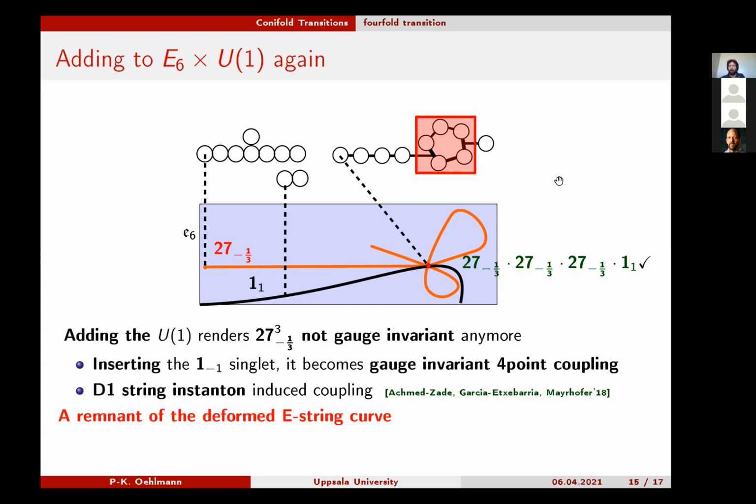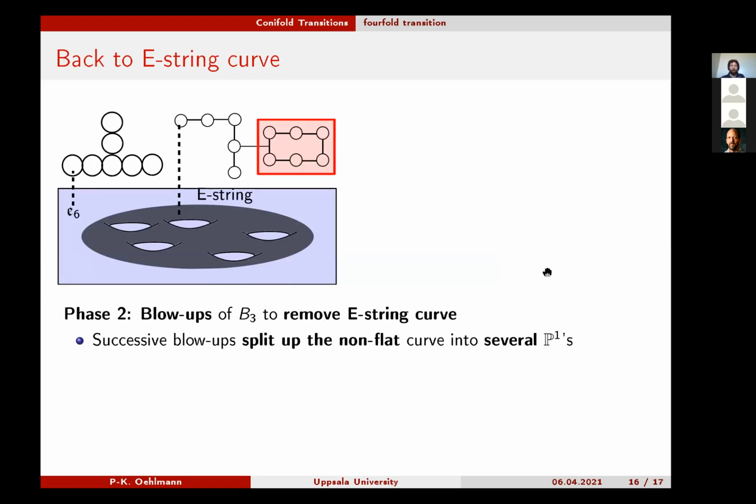Okay, so to leave you with this, what we have here is that these codimension 3 singularities that you're having here, you can really interpret as a remnant of this deformed E string curve. And it's a remnant because it's representations that are spit out of the codimension 2 E string compactification. And there's still this kind of leftover in terms of this coupling here.